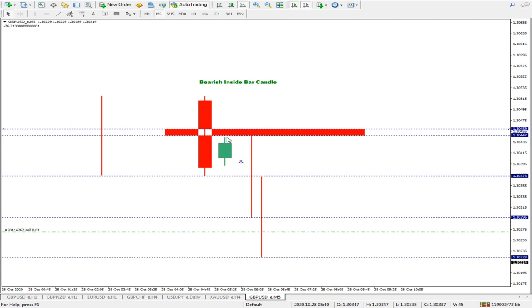So whenever you have a clear level, the price goes above or below that level, and then the following candle ends up being an inside bar candle, that is always the correct time to look for a trade on the inside bar.